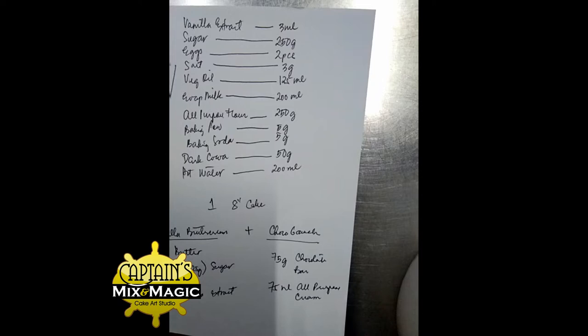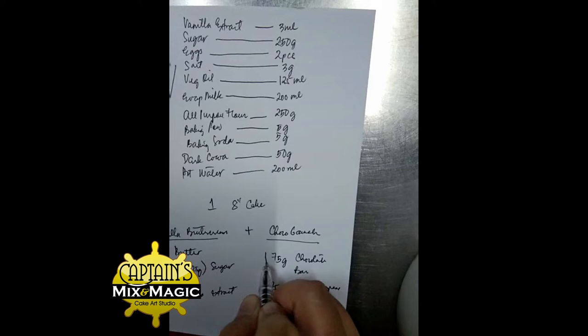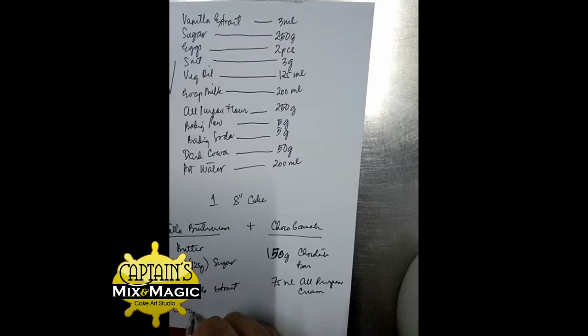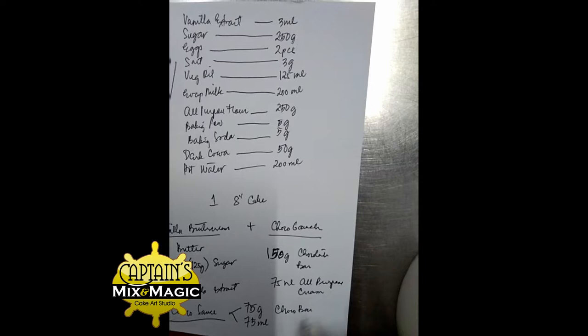Okay, for chocolate sauce, continuous po kasi yung video ko, so hindi ako nagka-cut. So, the chocolate ganache, I will need 150 grams of chocolate and then 75 ml of all-purpose cream. For chocolate sauce, yan po yung 75 grams na chocolate bar and 75 ml na all-purpose cream. Sulat ko rin para hindi nakakalito. Okay, the chocolate sauce po kasi na ginagamit ko is also made of the same ingredient.